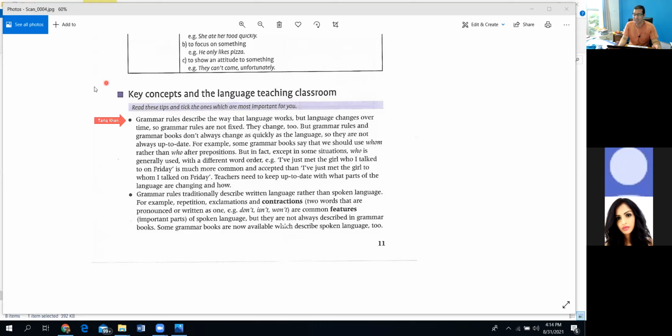There are a lot of changes happening in the language, and new terms come, new words come, new expressions come, and the grammar rules are changing. We need to see what the new language is and what the new rule is. And as teachers, we need to know about it.